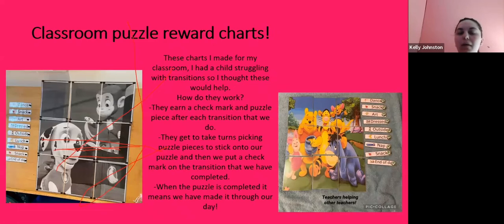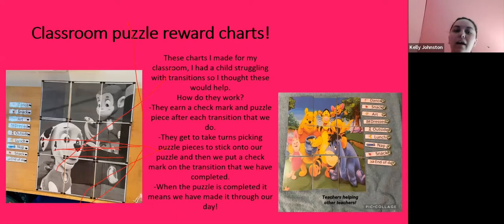So they would get to pick what puzzle piece they would like. So if they would like part of the monkey's face, they would pick that and stick it on top. And that means that dance time's over. We've completed that part of our day. And once the puzzle is completed, it means it's time to go home. The day's over. And I found this really helped her to visualize how much time we had left in the day. So if we only have 3 more puzzle pieces left to earn, it means that the day is almost over. And that we have only 3 more pieces to get. So we need to work hard to get those 3 pieces.